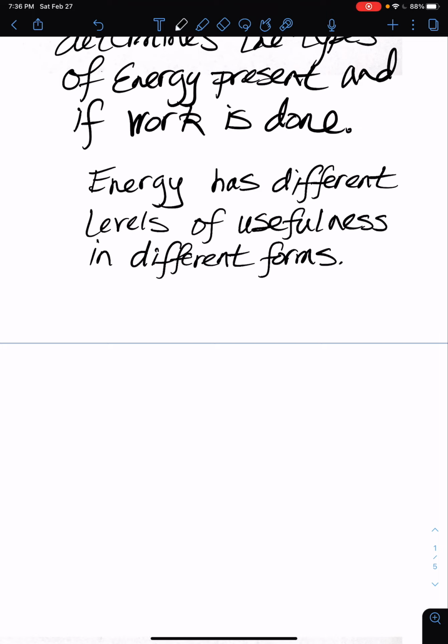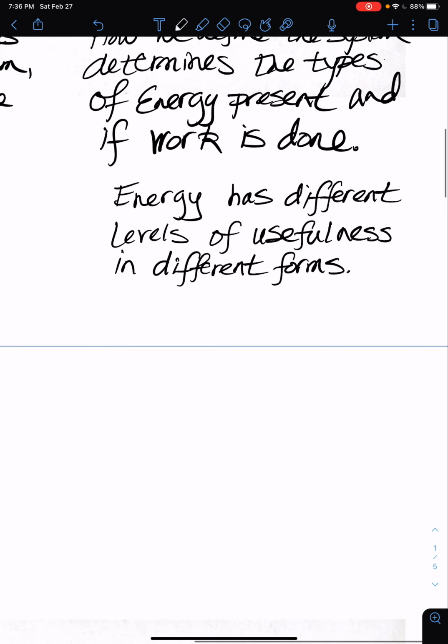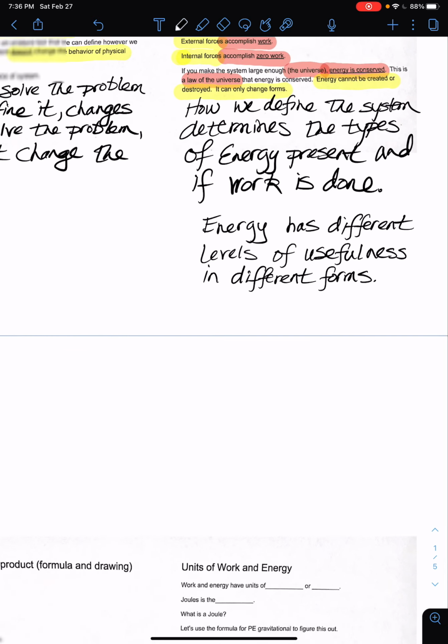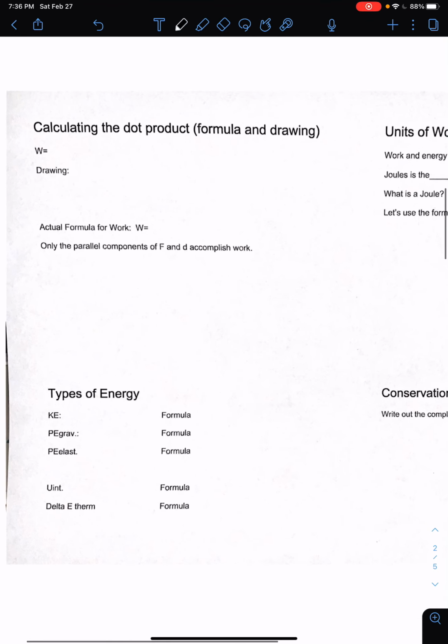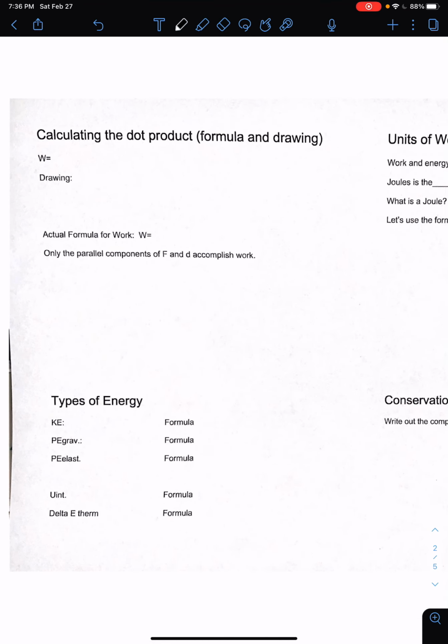And once again, I think that'll make more sense the more we talk about this. Okay. So calculating the dot product.